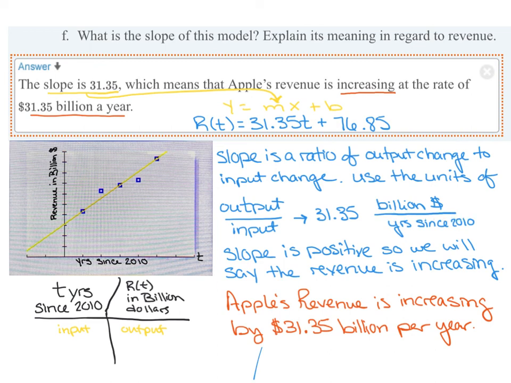So again, looking at your input-output table or your labels on your axes will help you write your sentence for the interpretation of slope. Please let me know if you need any more help.